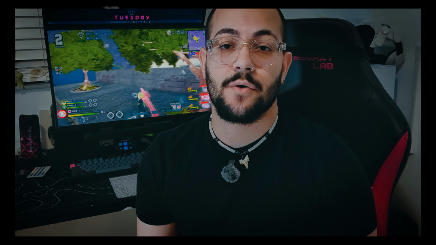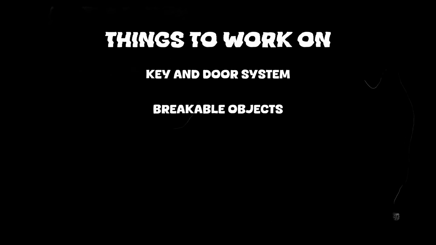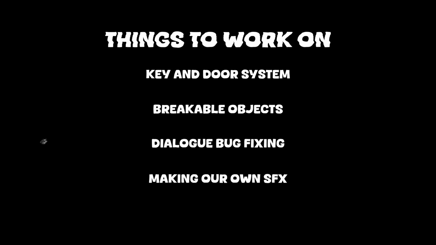Welcome to Devlog 2. Today we're going to work on 4 things. The first being the key and door system. Second, the breakable objects. Third, we're going to do some bug fixing on the dialogue system. Fourth, we're going to work on adding sound effects to all these items.